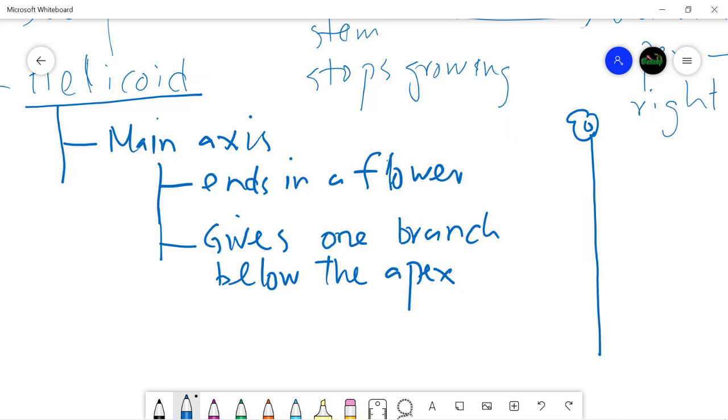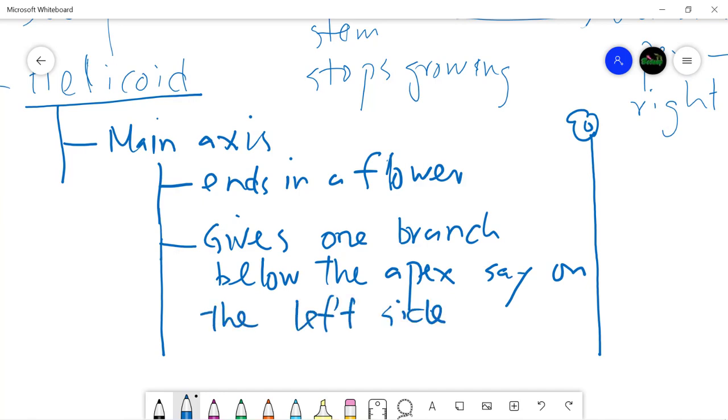So in case of scorpioid, we selected the right side. Say in this case it branches on the left, below the apex. So it will give off a branch on the left side, and just like the parent axis, this branch will end in a flower as well, and it is arising in the axil of a leaf. So this is the leaf and this is the branch which has ended in a flower.